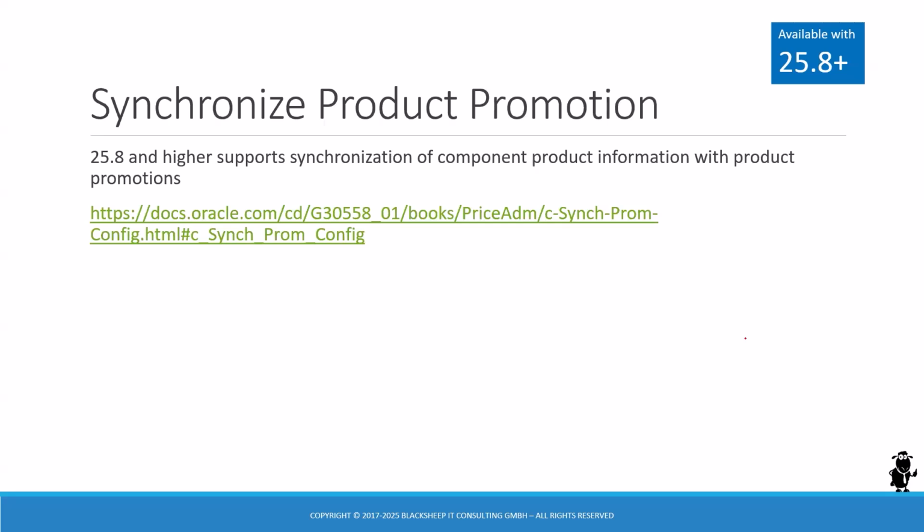There is documentation about a synchronization of component product information with product promotions. Product promotions are bundles of products with certain pricing information. I haven't tried that, but supposedly when the product information changes, it's now synchronized to the product promotion. I hope I'm getting that right. So that's news for the customer order management people.